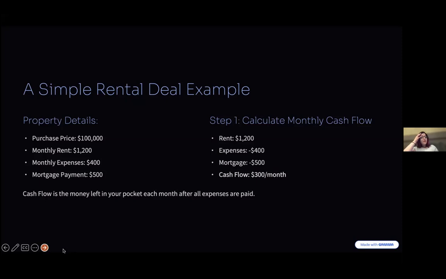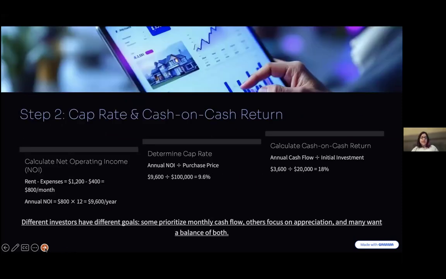So from there, we're also going to talk about cap rate and cash on cash return and how to figure those out, because those are some of the most commonly heard terms in investor circles. So the first part of the cap rate is calculating your net operating income, also known as NOI, which is your rent minus your expenses. In this case, your expenses don't include your mortgage. When you're calculating your net operating income, that does not take into account mortgage.